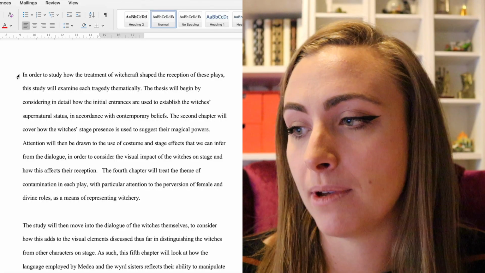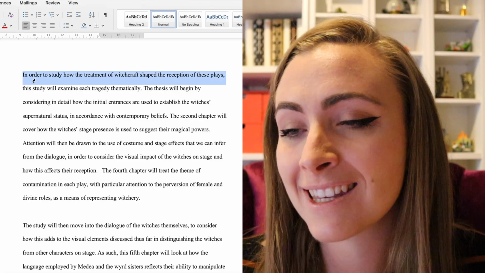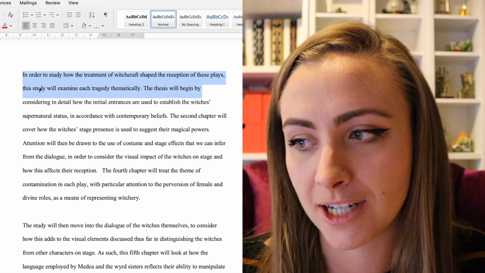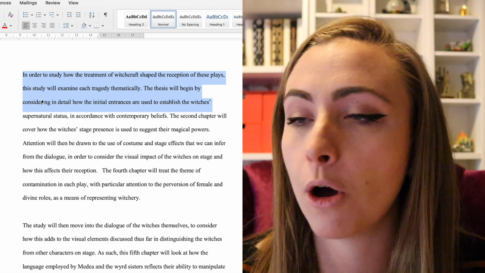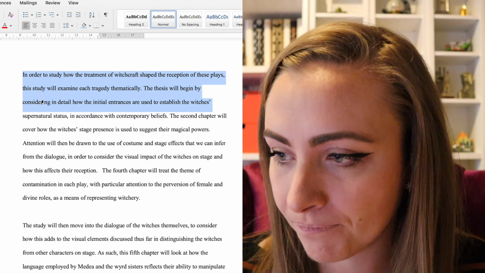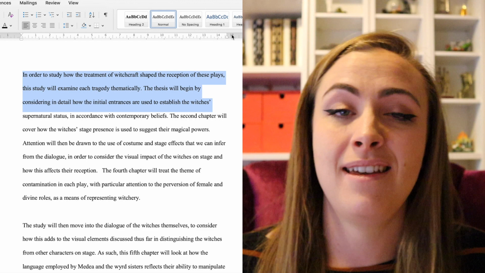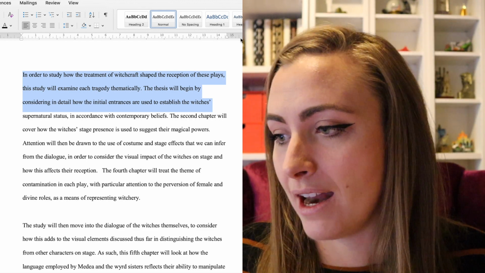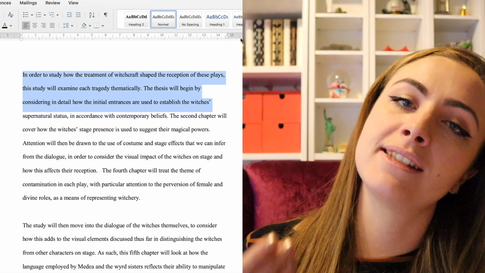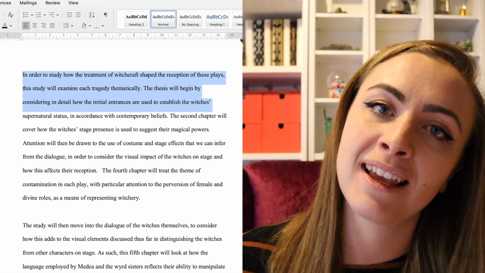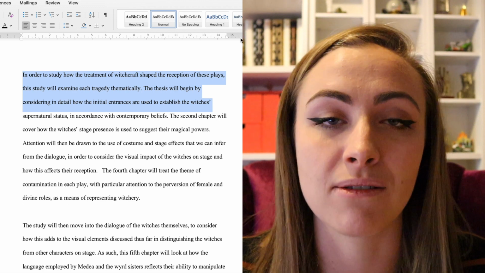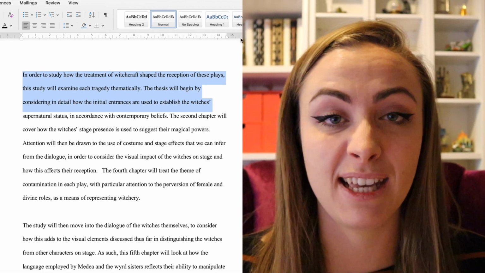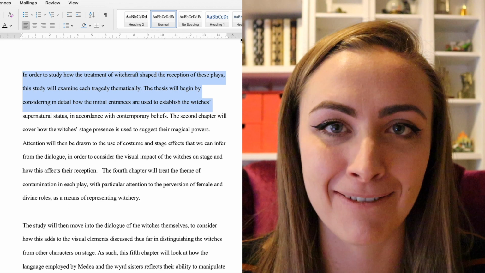So if we have a look at mine, in order to study how the treatment of witchcraft shaped the reception of these plays, this study will examine each tragedy thematically. So that's the way that I split my chapters up. I'm telling the reader that I'm going by theme, and then the fourth chapter will... You can see that I've set out the sequence. So it's just a bigger scale version of doing what you do already in 2,000 word essays. You're setting up your sat-nav and you're telling the reader exactly where you're going to go.